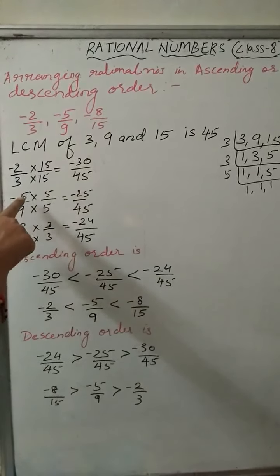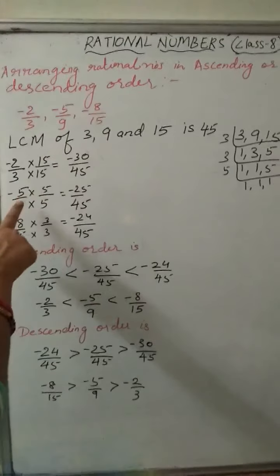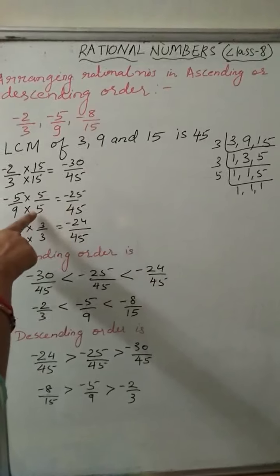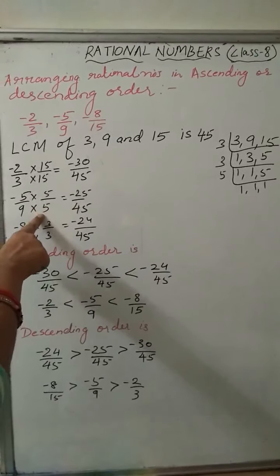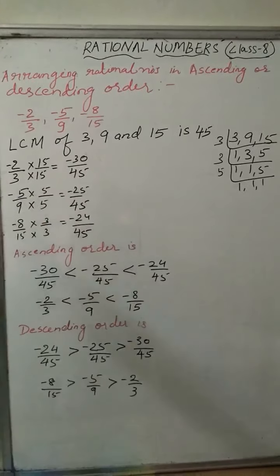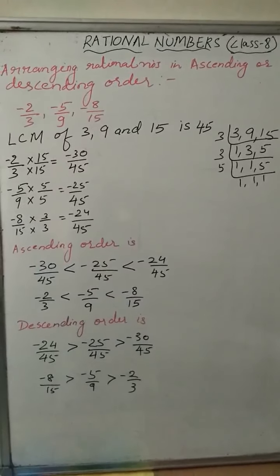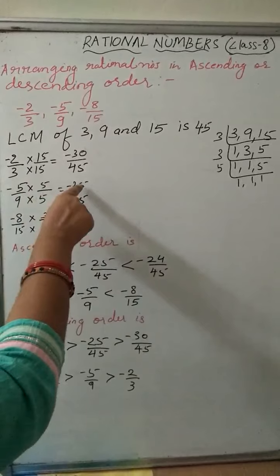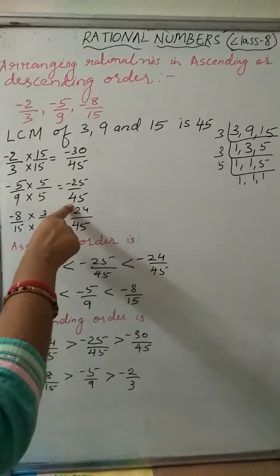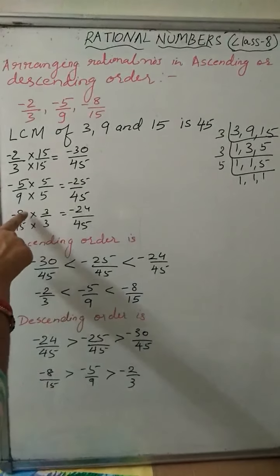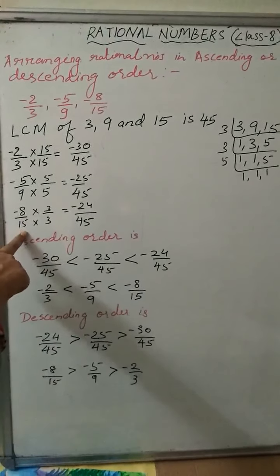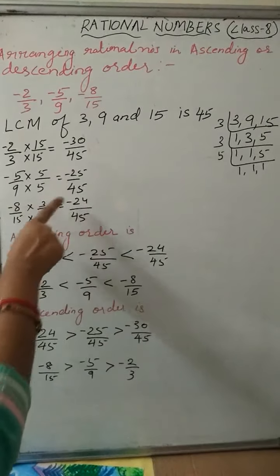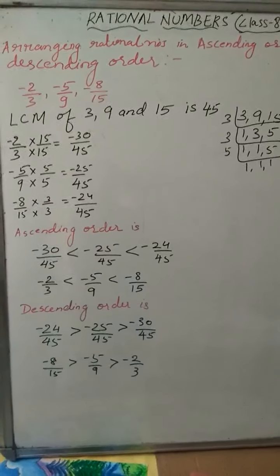Next, minus 5 by 9. What you will multiply in 9 so that you will get 45? So the answer is 5. Therefore, you have to multiply numerator and denominator both by 5. So the equivalent fraction of minus 5 by 9 is minus 25 by 45. Similarly, for minus 8 by 15 also. 15 threes are 45 and 8 threes are 24 with negative sign.